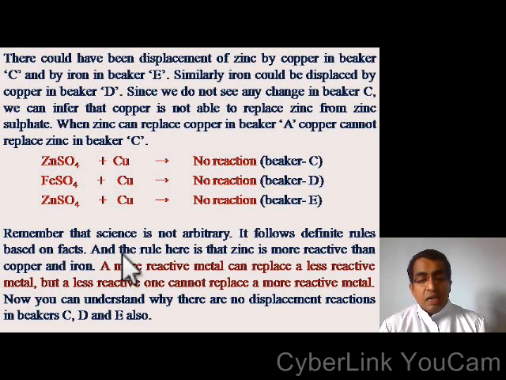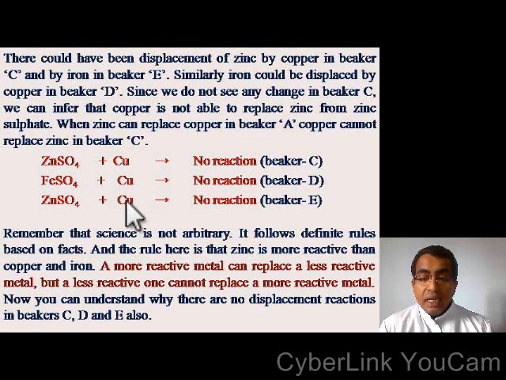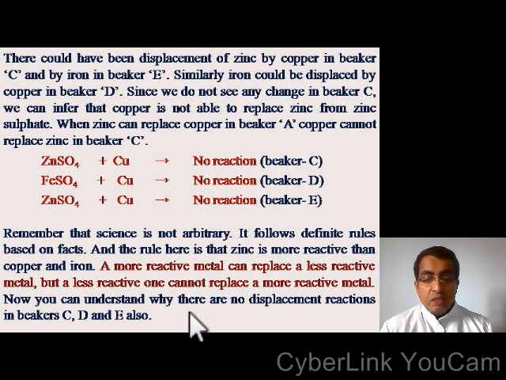Remember that science is not arbitrary, it follows definite rules based on facts. The rule here is that zinc is more reactive than copper and iron. A more reactive metal can replace a less reactive metal, but a less reactive metal cannot replace a more reactive metal. Now you can understand why there are no displacement reactions in beakers C, D and E.